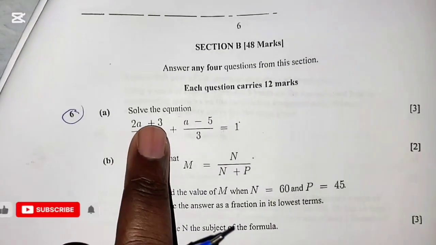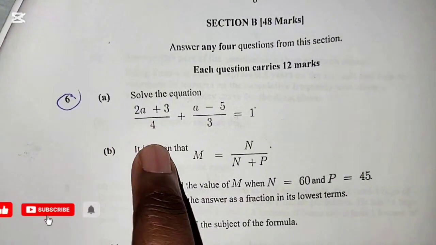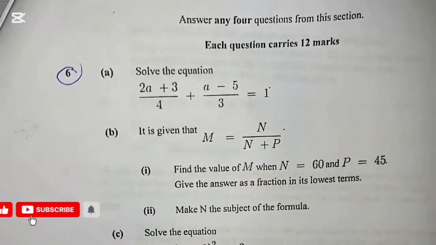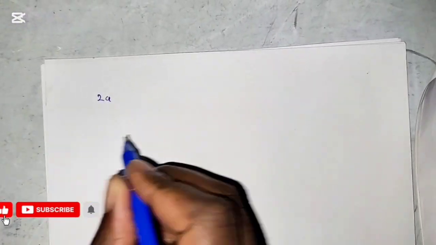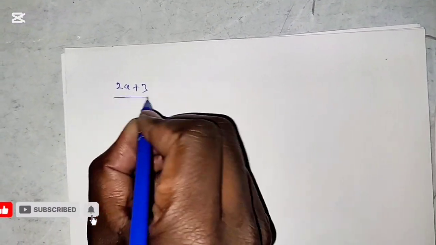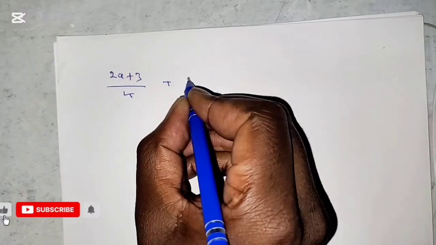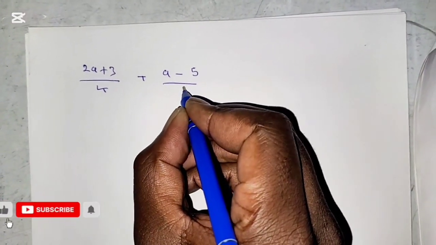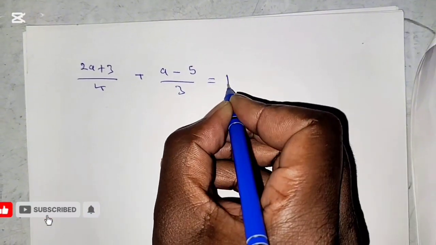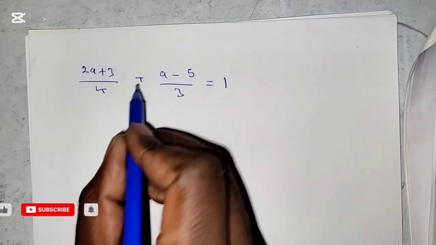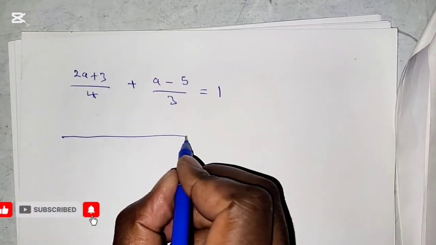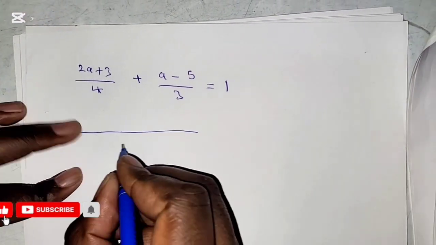This one, solve the equation (2a plus 3) over 4 plus (a minus 5) over 3 is equals to 1. Okay, so we are going to solve it. So the first stage here is to find the common denominator of 4 and 3, and our common denominator will be 12.